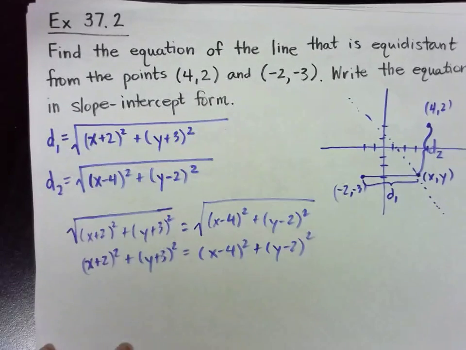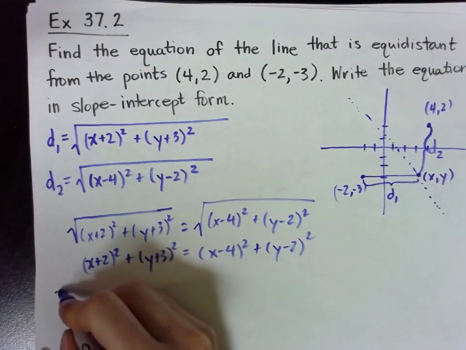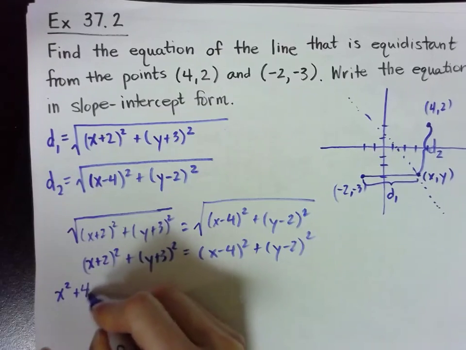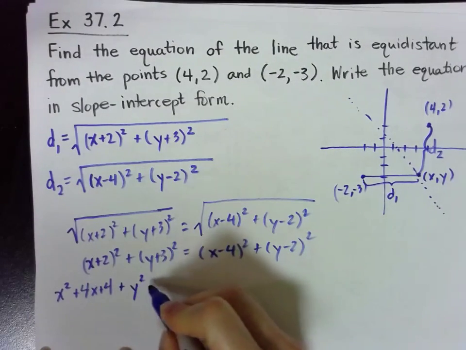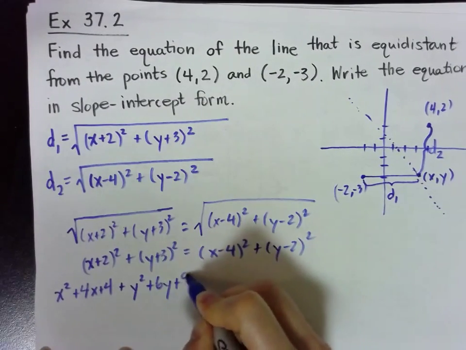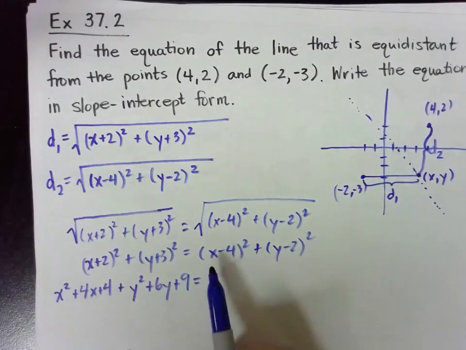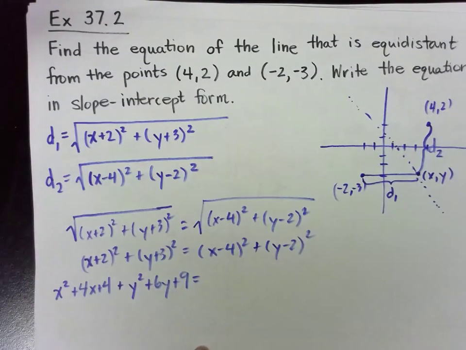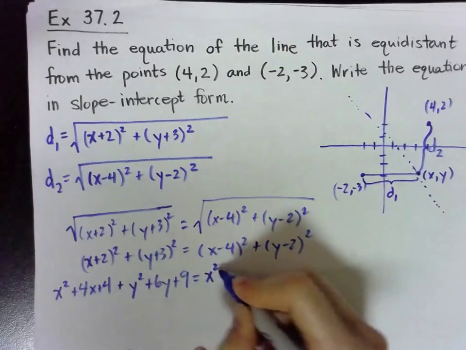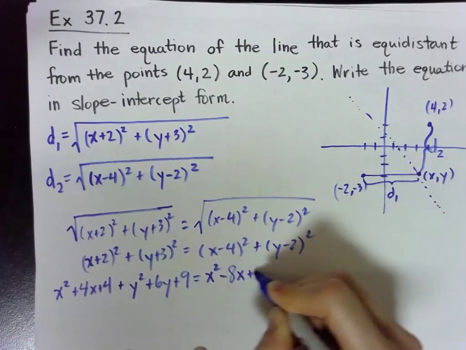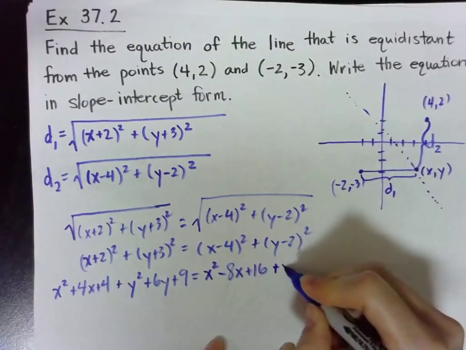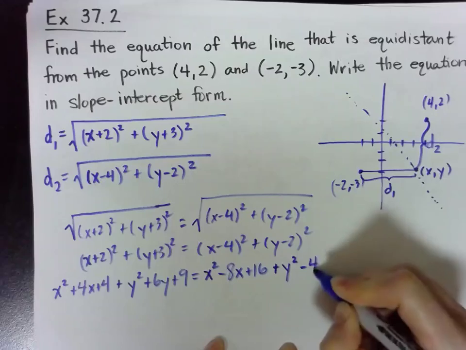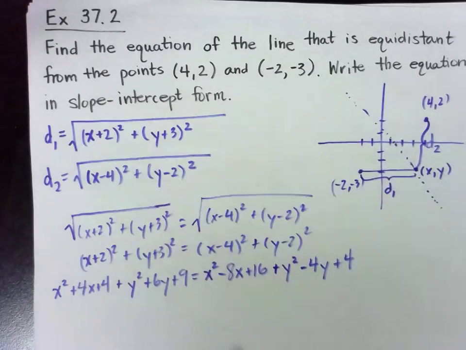So first of all, we'll go ahead and square the x plus 2, so that's x squared plus 4x plus 4. And we'll expand the y plus 3 squared, that will be y squared plus 6y plus 9. We'll expand the x minus 4 squared, so that will be x squared minus 8x plus 16. And finally square the y minus 2, so we'll get y squared minus 4y plus 4.